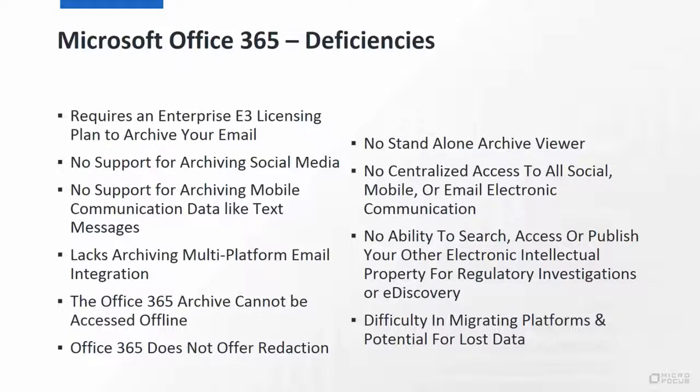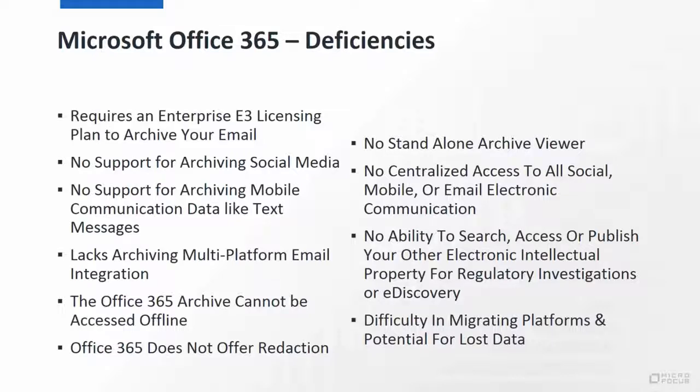Some other things too is there's no support for archiving social media. So remember that archiving is mainly just for Office 365 email. There's no archiving support for mobile communication like text messaging. It only archives Office 365 email, no other platforms. That Office 365 archive can't be accessed offline. That can be important for different workers depending on where they access their information. Also, Office 365 does not have redaction, which is very important.